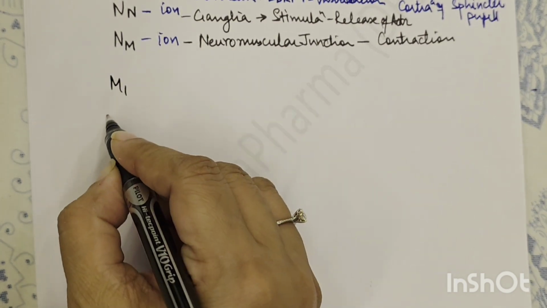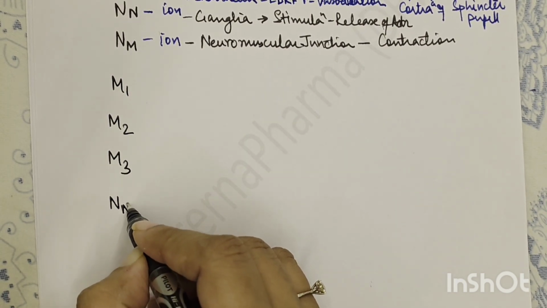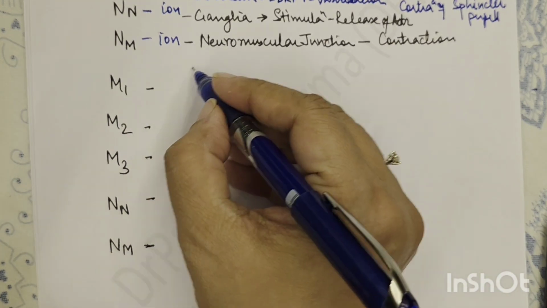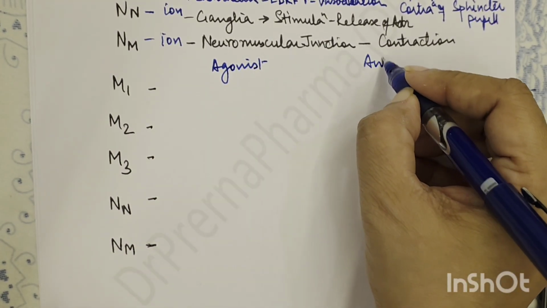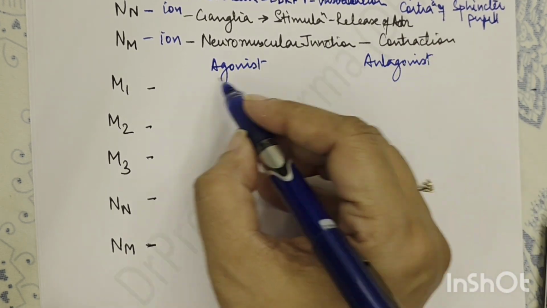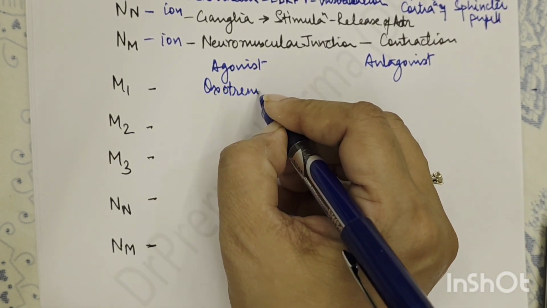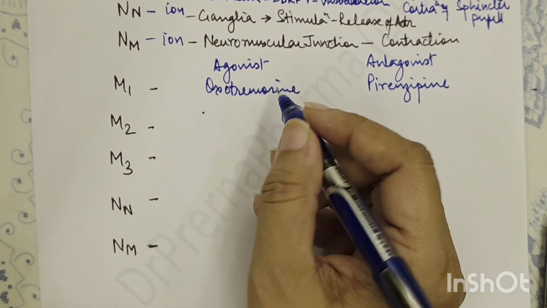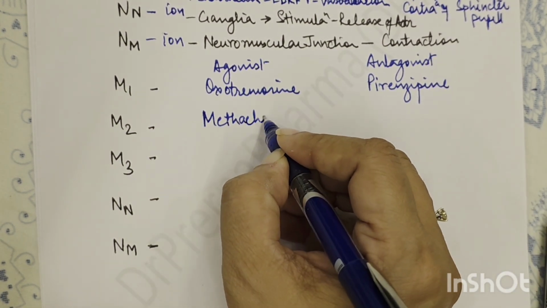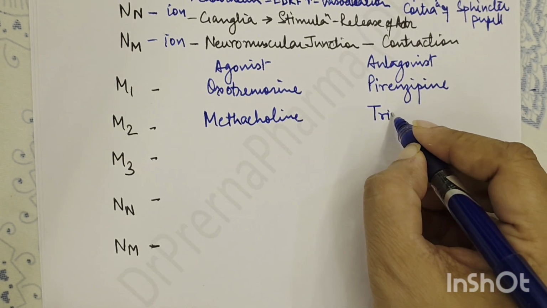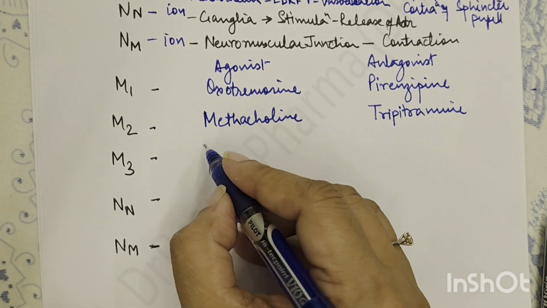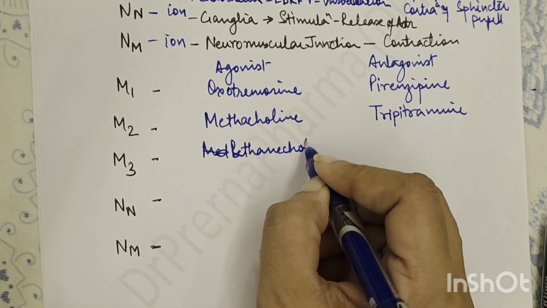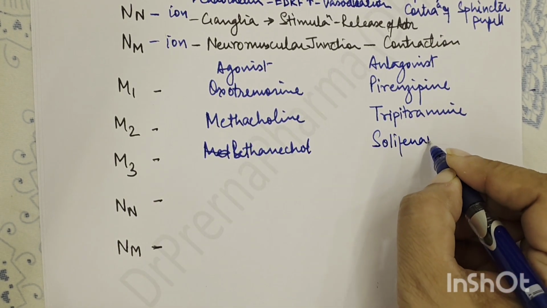So M1, M2, M3, NN, and NM. Here we'll see what the agonists and what the antagonists are. Agonist at the M1 receptor is oxotremorine, and antagonist at the M1 receptor is pirenzepine. Then agonist at M2 is methacholine, and antagonist is tropicamide. Then agonist at M3 is bethanechol, and antagonists at M3 are solifenacin and darifenacin.